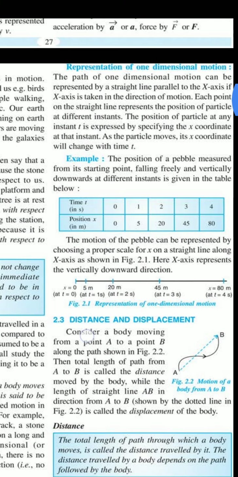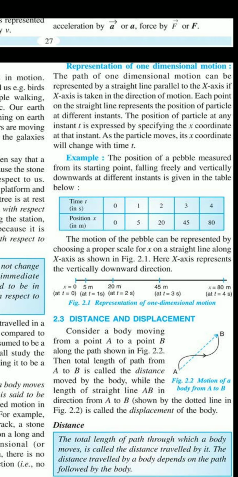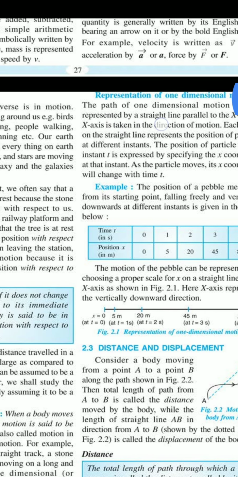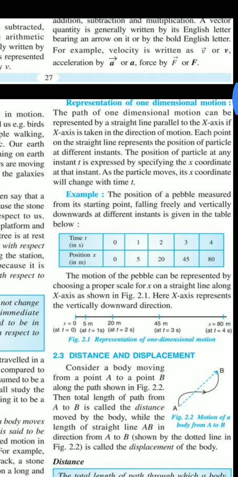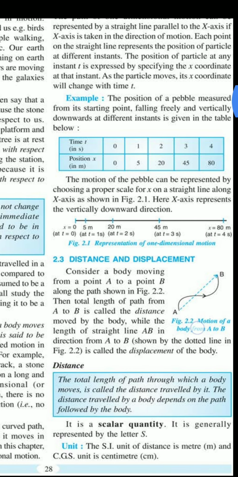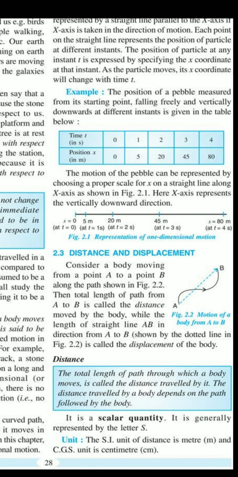Another thing, how do we represent one dimensional motion? Any line that is parallel to the x-axis can be said to represent the one dimensional motion. The path of one dimensional motion can be represented by a straight line parallel to the x-axis if the x-axis is taken in the direction of motion. So the x-axis should represent the direction of the motion, right?